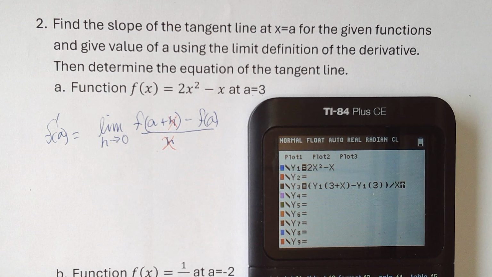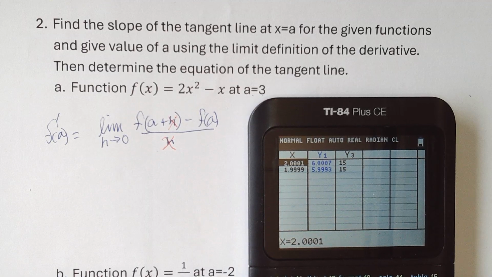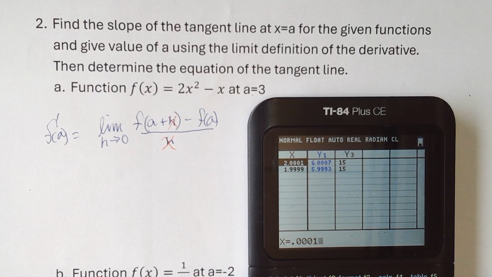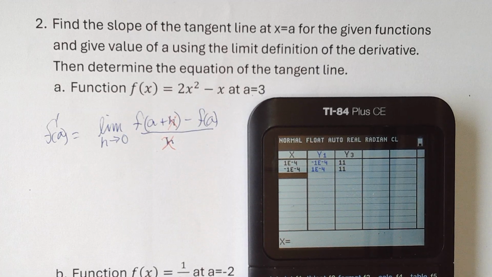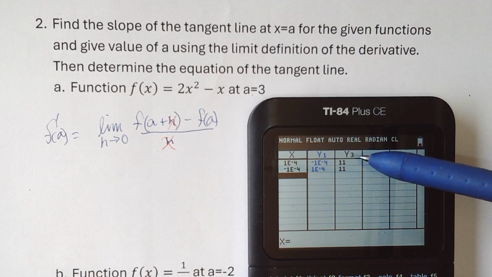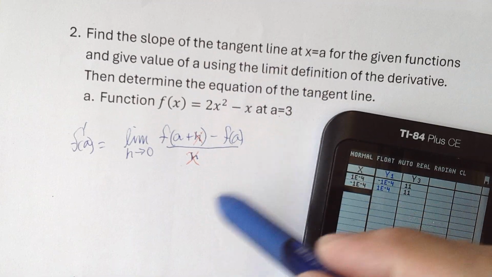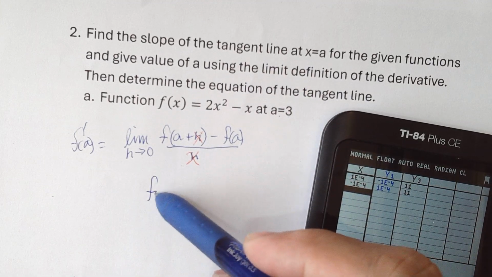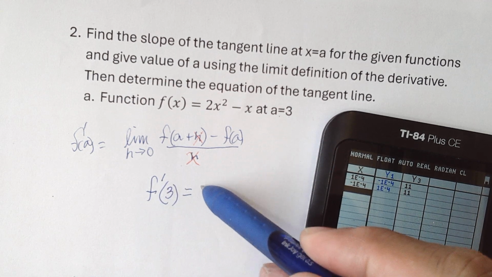So I'm going to go to second table, and I'm close to 2 here. I need to be close to 0, so 0.0001 and negative 0.0001. And I'm going to ignore this. It's looking like the slope that I have in y3 is about 11. So the slope, f prime at 3, the slope at 3 is 11.